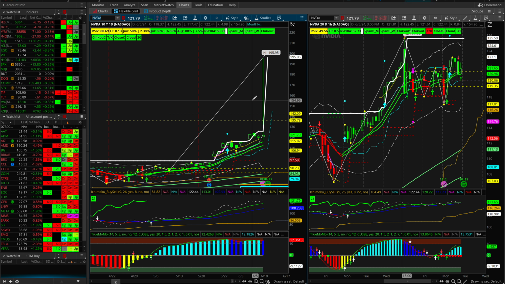So, anyways, it split 10 to 1. It's going to be more tradable for more folks. Just be careful after a split. I've seen prices go back down because a lot of people are trying to jump on the bandwagon, and the market just loves to do the opposite of what the most people want to do.